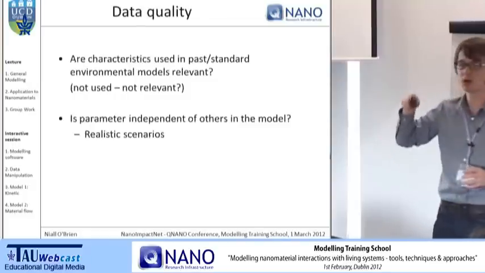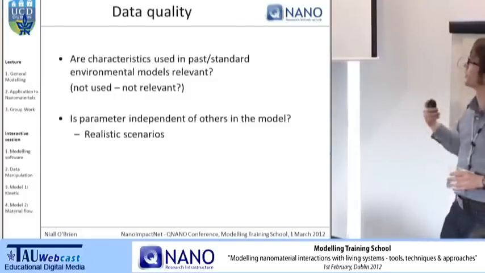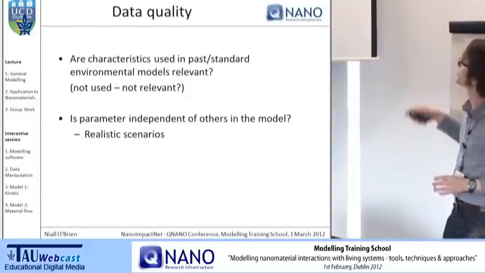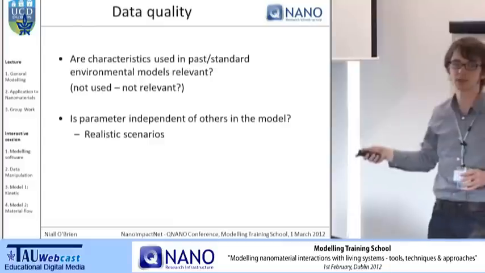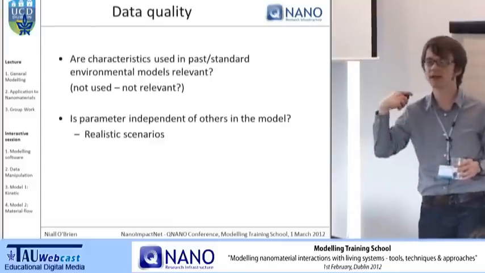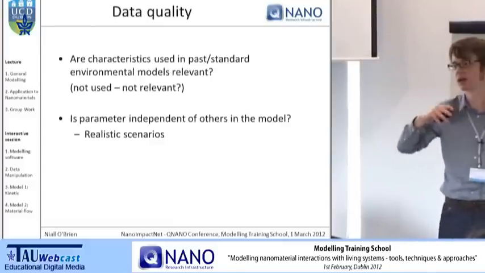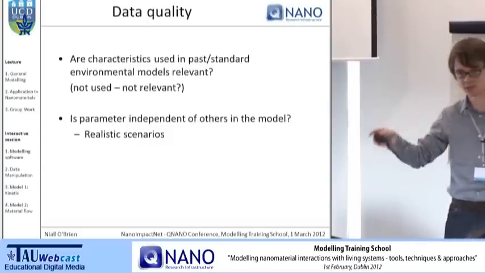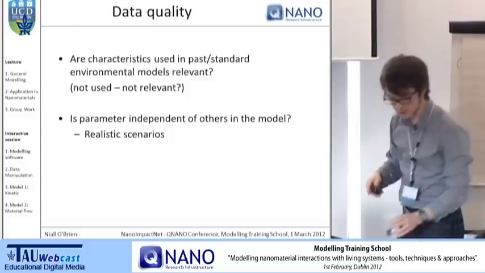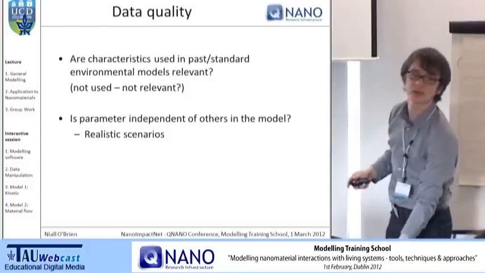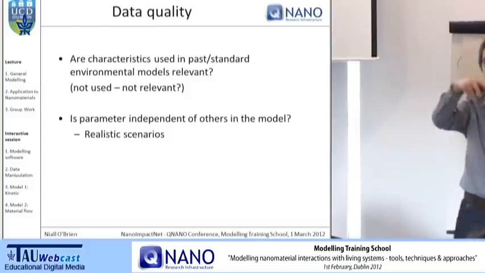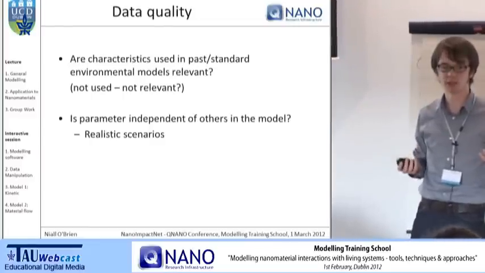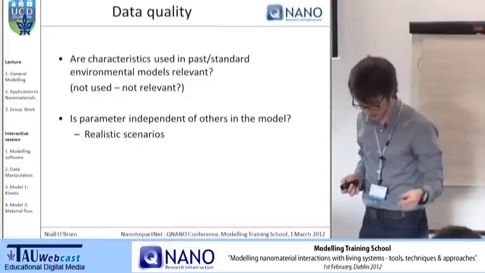Again, we have to consider the data quality. We have data. Is it good enough for a model? Is it appropriate? Are characteristics used in past or standard environmental models relevant? There are a lot of kinetic models out there to do with colloid behavior and environment. And we've got to think, are all the elements they use in these models relevant for nanomaterials? Are they appropriate? And if they didn't use certain elements or weren't involved, do we have to add extra elements for nanomaterials? Do we need to change these models for nanomaterials? Do we need to represent the data in a different way?